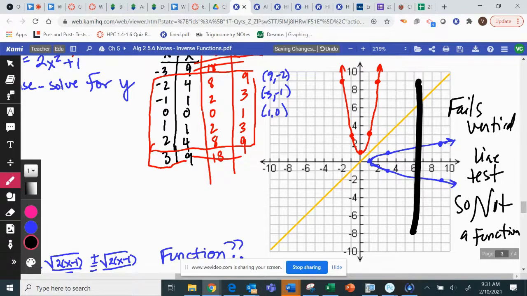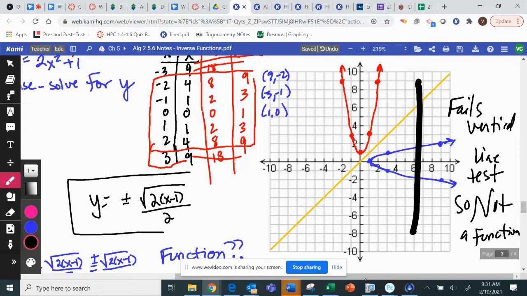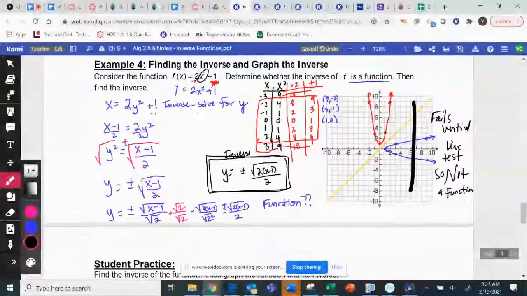So all that means is when we write our answer, we're not going to write f to the -1 of x. We're just going to write y equals. And what was our answer? Plus minus the square root of 2 times (x minus 1), over 2. So that's going to be our final inverse answer. That's the only difference between it being a function and not a function: I'm just writing it as y instead of f to the -1 of x. And what I had said before, if the power is even, then we're not going to have a function. And this power was even. So it wasn't a function.